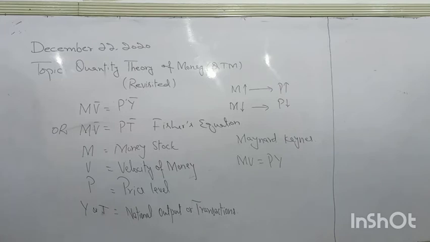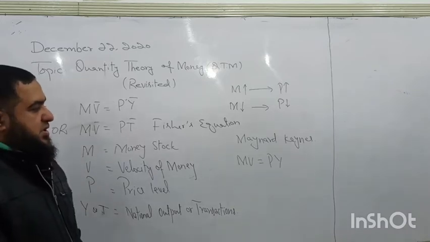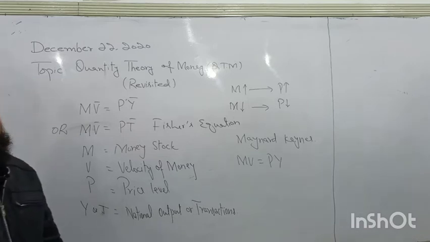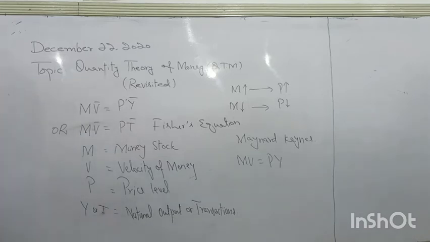an equation where the left side of the equation is going to be balanced by the right side. If all the things are variable, we are not keeping everything constant, like velocity and output is also variable, then a change in money supply can cause a change in prices, velocity and output. That's all about our quantity theory of money.